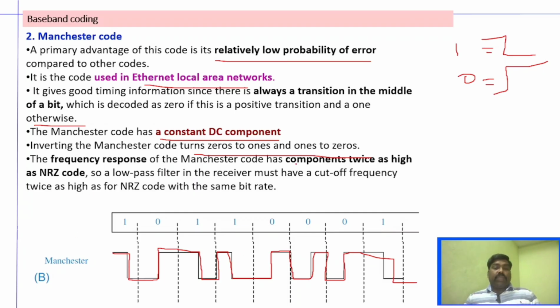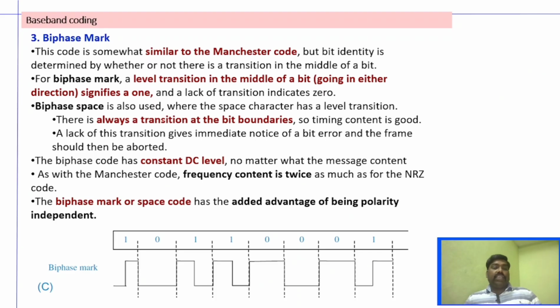The frequency response of Manchester coding has components twice that of the NRZ. So a low pass filter in the receiver must have a cutoff frequency twice that of the NRZ with the same baud rate. So the frequency response is twice that of the NRZ code. All these are features of Manchester coding. And now we will see the third one, which is biphase mark.